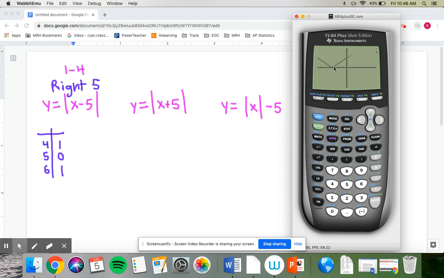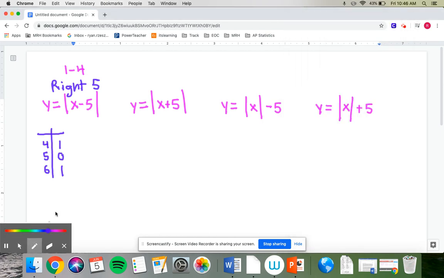And if you look at this graph, this appears to be actually, if you count it out, left 5 units. Okay? So my second picture, absolute value of X plus 5, actually moved to the left 5 units.